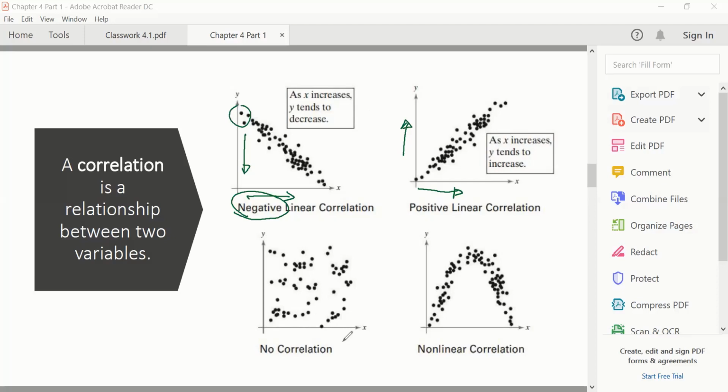This graph here on the lower left has no correlation because you can't really see a pattern in the data. This graph here on the lower right has a correlation. You can see a very strong curve, but it's not linear because it's not a line. So it may have a correlation, but we're only going to focus on line or linear correlations in this book. If you go on in statistics, you can look for nonlinear correlations, which also matter.